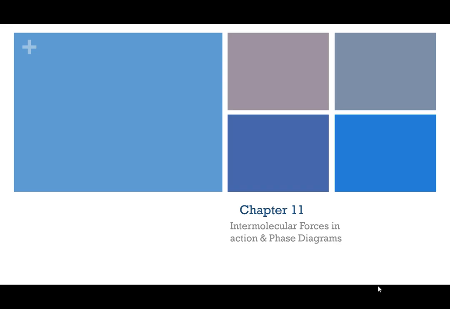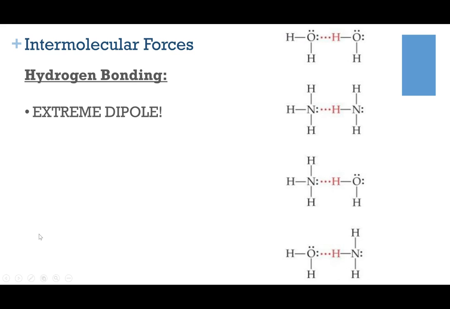Even though the word bond is in this one, hydrogen bonding is still considered an intermolecular attraction, an intermolecular force. It is not an actual bond. So this is still going to be weaker than an actual sharing of electrons. So hydrogen bonding is an example of an extreme dipole-dipole interaction. So London dispersion was our weakest, then dipole-dipole.